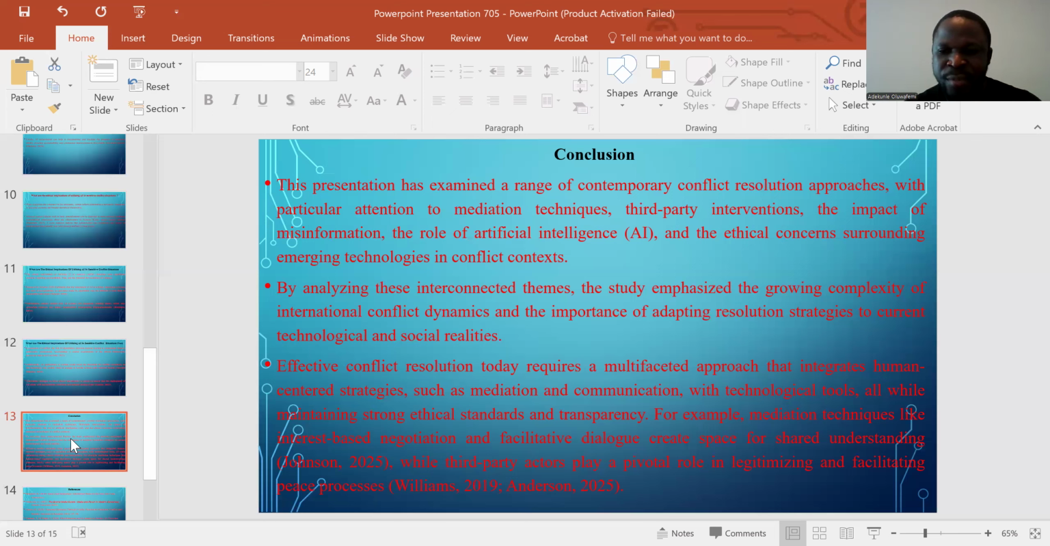For example, mediation techniques like interest-based negotiation facilitate dialogue and create space for shared understanding, while third parties play a pivotal role in legitimizing and facilitating peace processes.